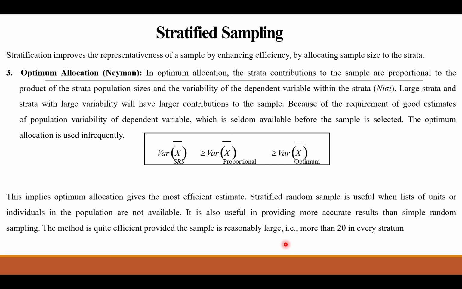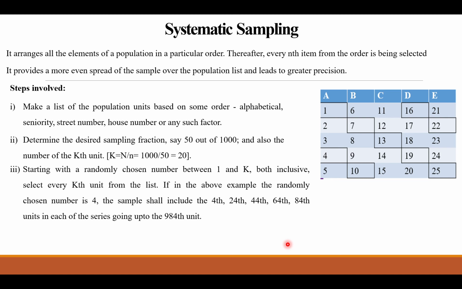The stratified random sample is useful when a list of units or individuals in the population is not available. It is useful in providing more accurate results than simple random sampling. The method is quite efficient provided the sample is reasonably large, that is, more than 20 in every stratum.